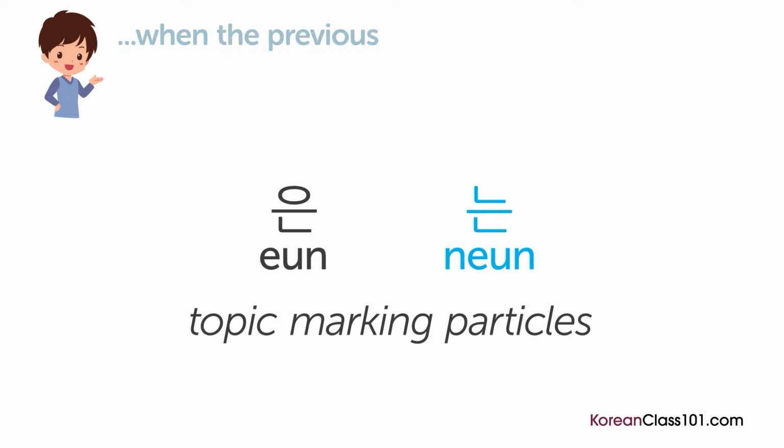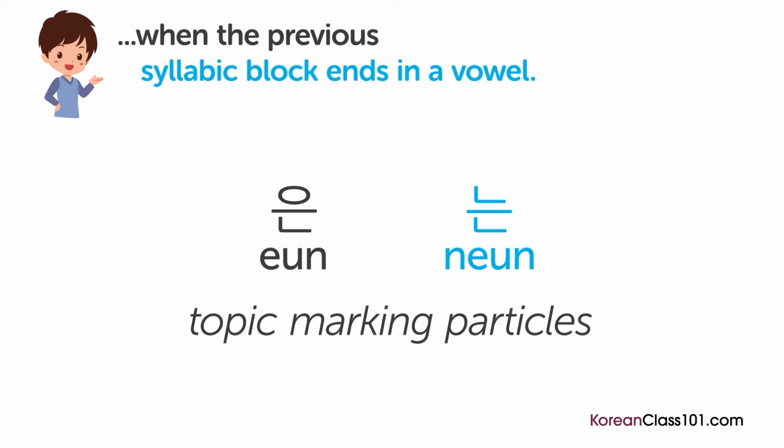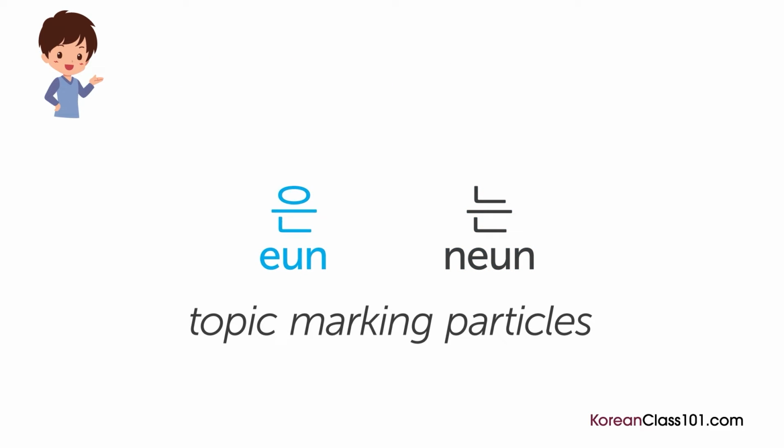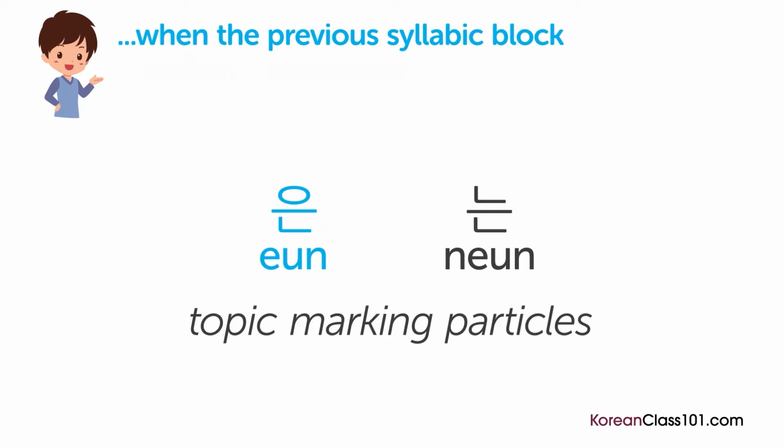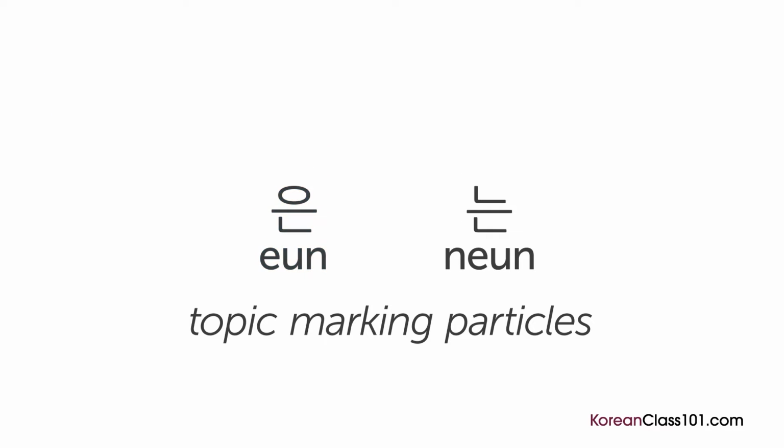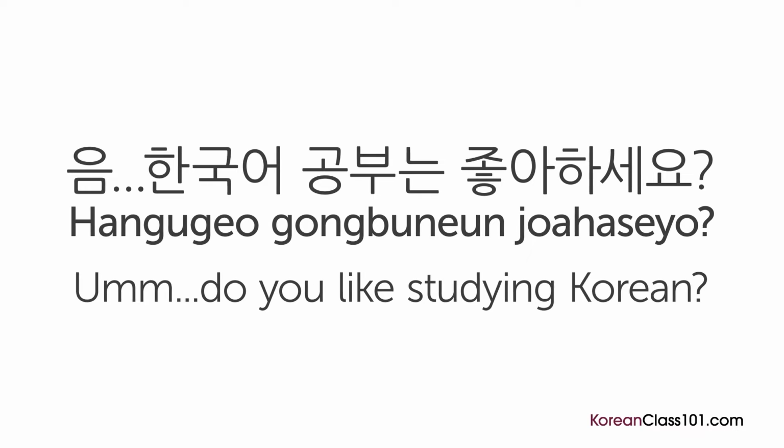You can use 는 when the previous syllabic block ends in a vowel, and 은 when the previous syllabic block ends in a consonant. Let's take a look at some examples so you can learn how to use 은 and 는 correctly. When there's not a specific topic being talked about in a conversation, a topic marking particle can be used to bring attention to what the speaker wants to talk about.